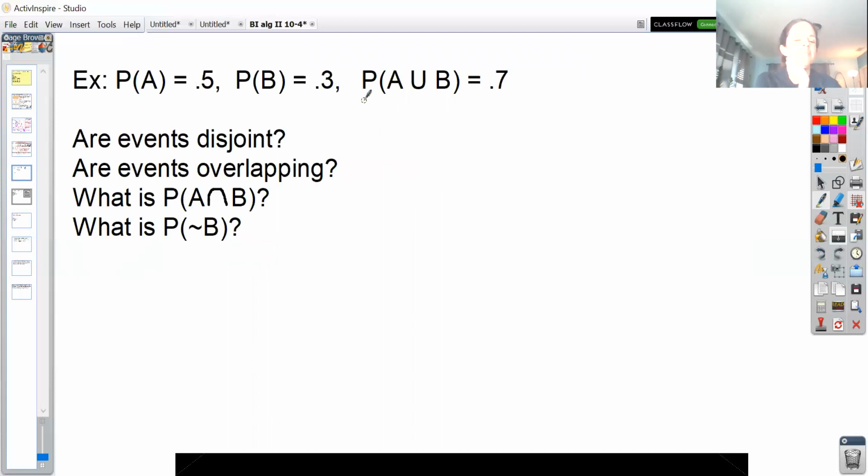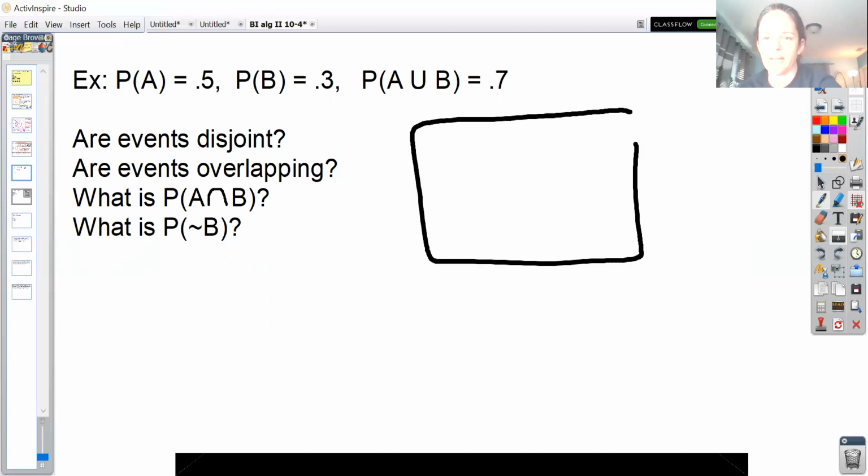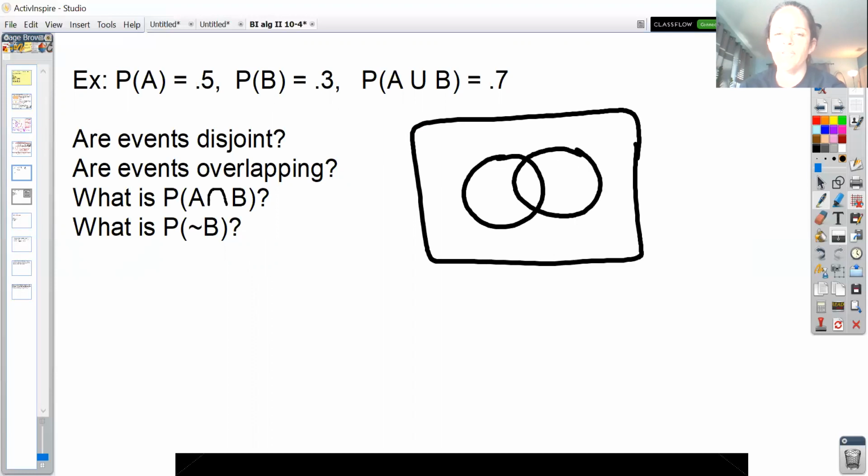So here's your example. I've given you two events and I gave you the probability of their union. And so we want to figure out, are they disjoint? Are they overlapping? What's going on here? The easiest way I think to do this is to draw the Venn diagram, even if it doesn't ask you to draw the Venn diagram. You can do it completely algebraically just by working with the numbers and the formulas as well. But that to me is a little bit more thinking because you're trying to figure out all the formulas and wrap your head around that instead of just drawing a picture.